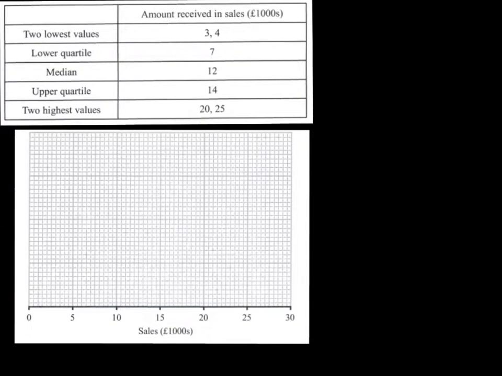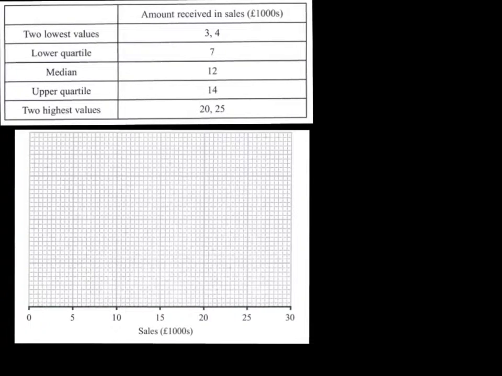In question 1, you're provided with some information on the amount received in sales, and in the first instance, you're asked to draw a box plot. We are told, in the definition provided in the question, that an outlier is an observation that falls either 1.5 times the interquartile range above the upper quartile or 1.5 times the interquartile range below the lower quartile. So the first thing we've got to do is actually work out whether we've got any outliers.